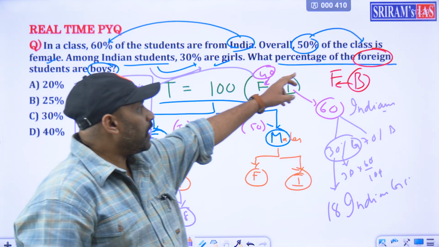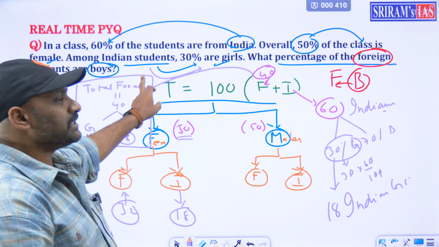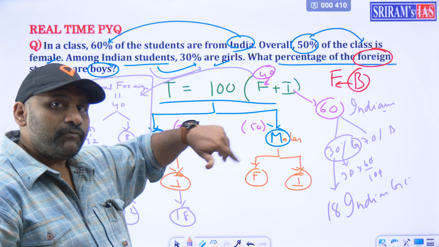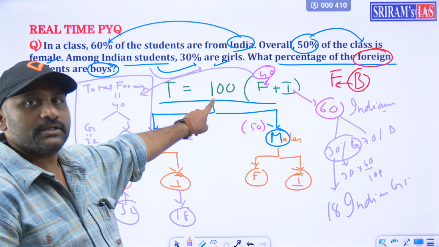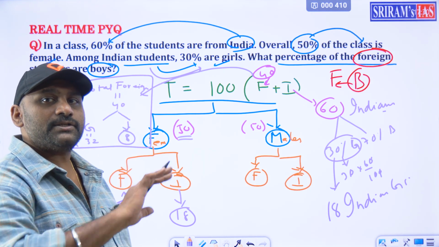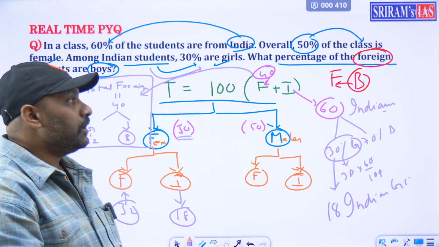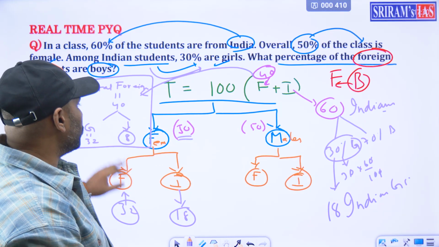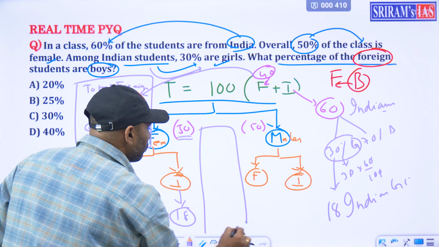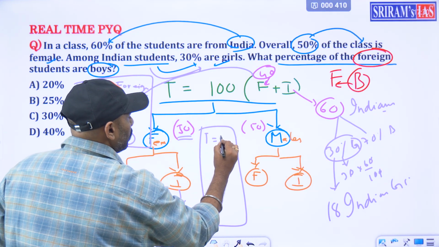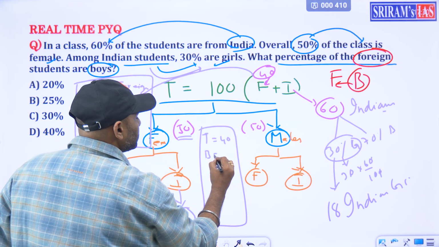So therefore it is asking you what percentage of the foreign students are boys. Total foreign students, if you observe, what percentage of the foreign students are boys. He is not asking you what is the percentage of foreign boys in the total group. What percentage of the foreign students? Total foreign students are only 40. Out of this, the boys are 8.